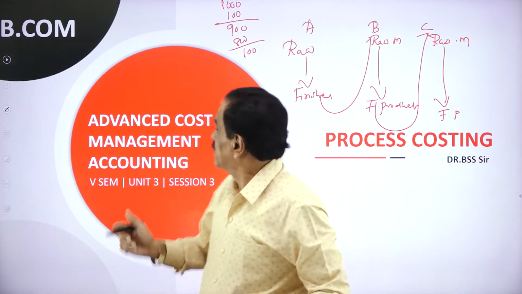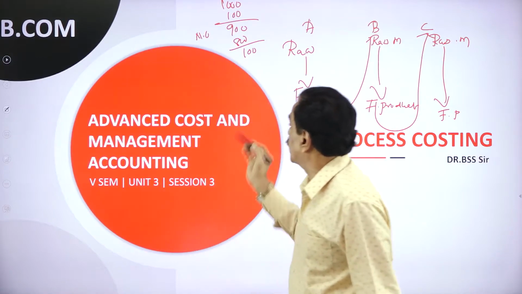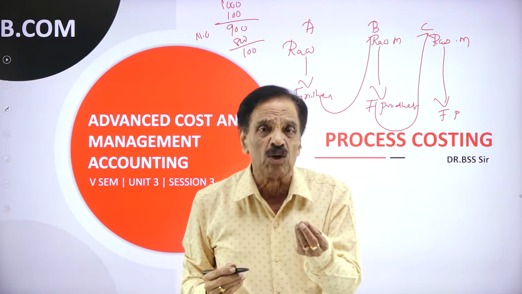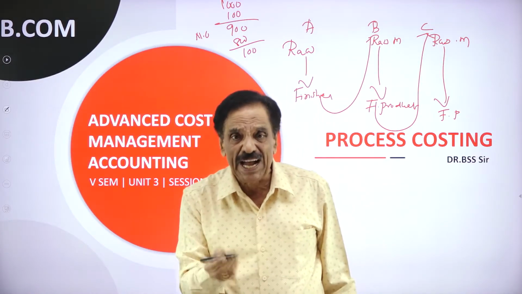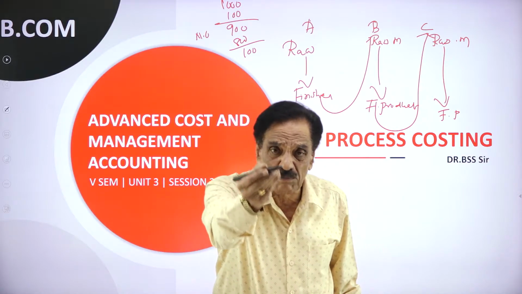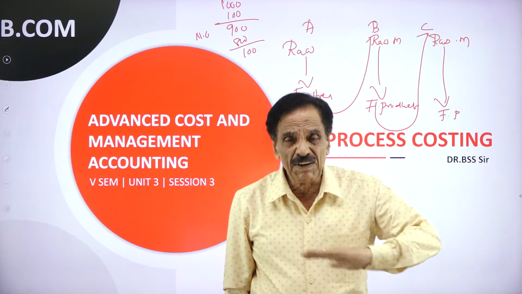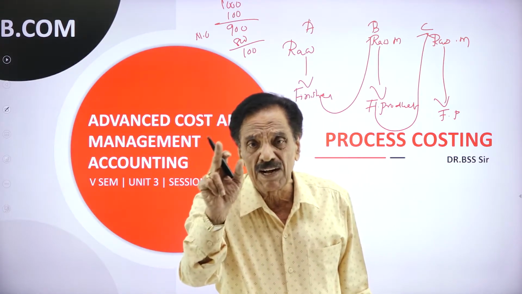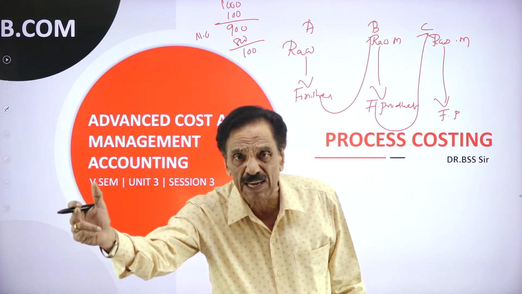This is your normal output. You say normal output is 900. What's your actual output? 800. If the actual output is less than the normal output, it is called abnormal loss. If the actual output is more than the normal output, it's called abnormal gain. And we have to calculate the value of abnormal loss, value of abnormal gain. What is the formula? Normal cost divided by normal output multiplied by abnormal loss or abnormal gain units.